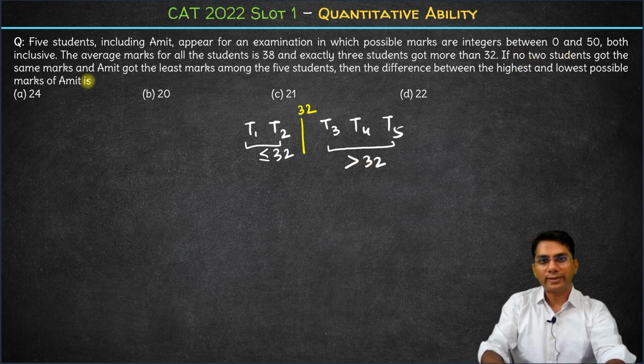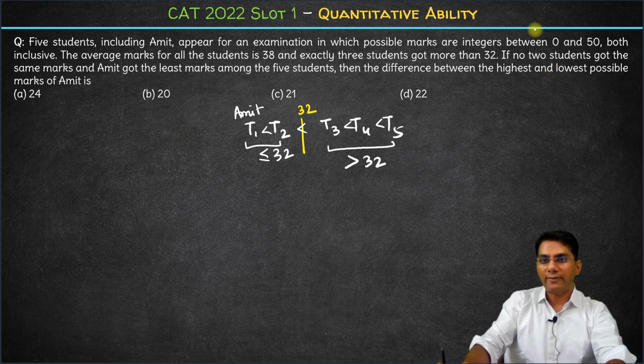No two students got the same number of marks, so each of the 5 got a distinct, integral number of marks. Amit got the least marks. So let's say T1 is less than T2, which is less than T3, and T5 got the highest marks, and Amit is the one with the least marks. Then the difference between the highest and the lowest possible marks of Amit is what?